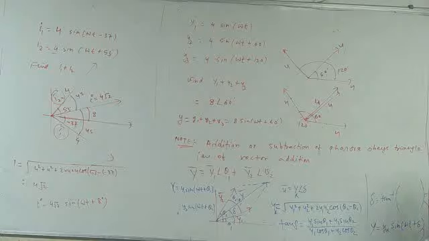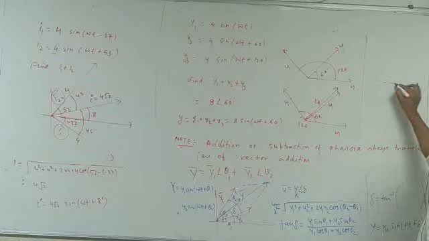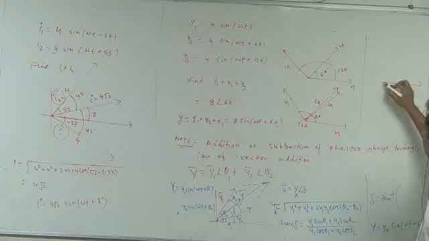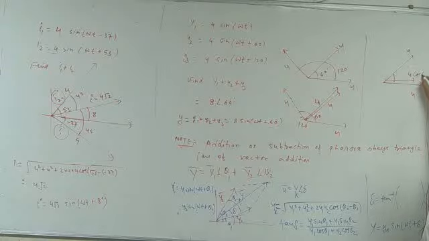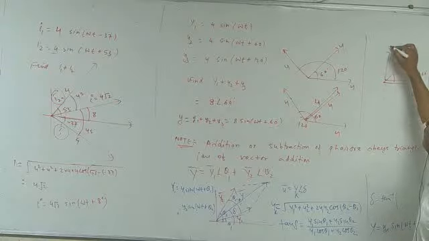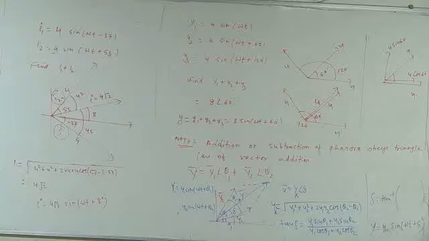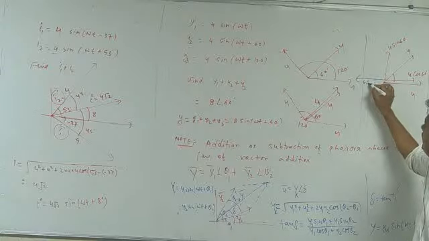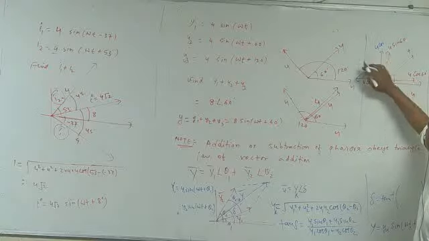Or you can use that old method, break this 4 into components. So this will be how much? 4 cos 60 in this direction. Yes or no? And this will be how much? 4 sine 60. If you break it into component form, the other one will be how much on this side? 4 cos 60 here and 4 cos 60 here. Yes or no? 4 sine 60.